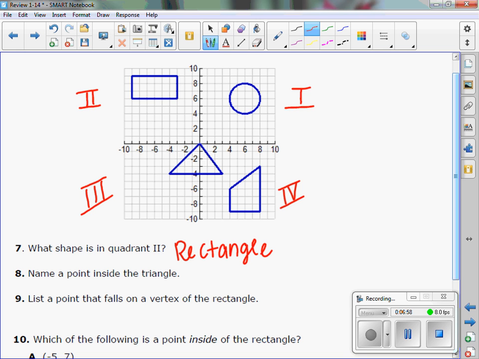Name a point inside the triangle. So your answers can vary here. I'm just going to pick a random point right here, which would be 0, because I'm not having to go left or right, and then negative 2, because I'm going down to negative 2. Again, that's not the only correct answer.